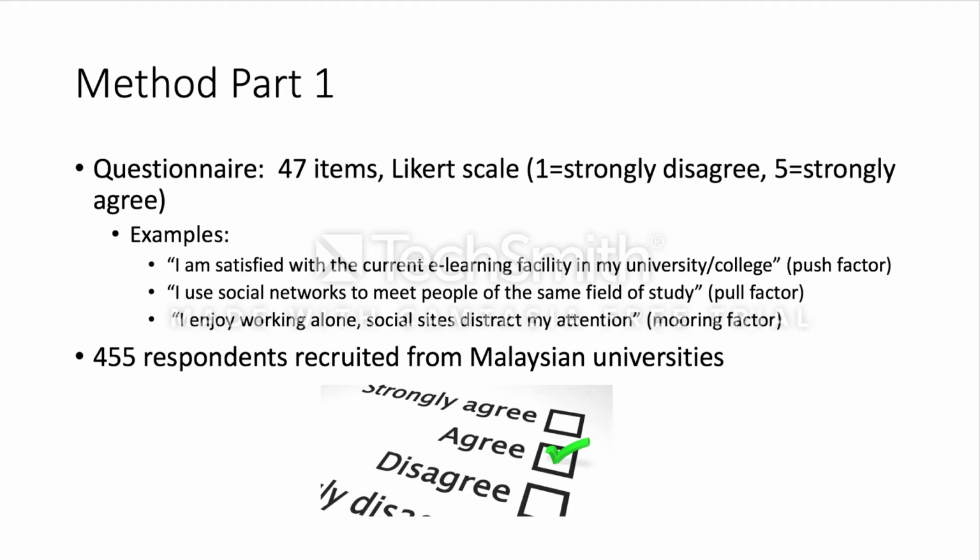A second example was, "I use social networks to meet people of the same field of study." And that might be a pull factor, things that would attract people to using social networking sites. And finally, an example of a mooring factor would be, "I enjoy working alone. Social sites distract my attention." So that might be something that might keep someone from making a decision to move to using social networking sites.